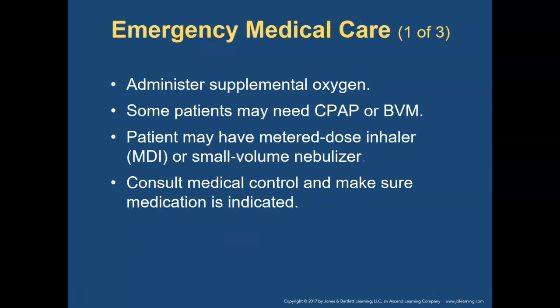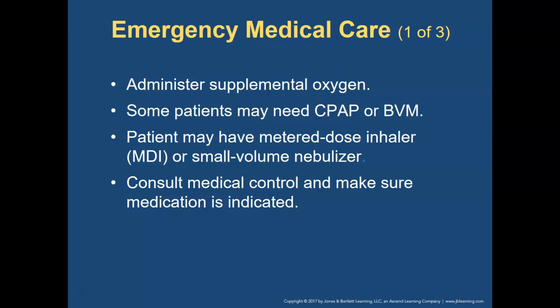So emergency medical care, what are we going to do? What can we do? So if a patient complains of difficulty breathing, we should be administering some supplemental O2. Some patients may need CPAP or even ventilator support with a BVM. So take good care in monitoring respirations. We really want to pay attention to that. We want to reevaluate respirations for a sick person every 5 minutes.